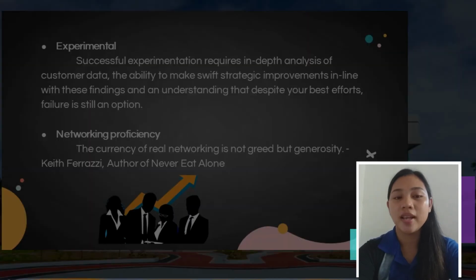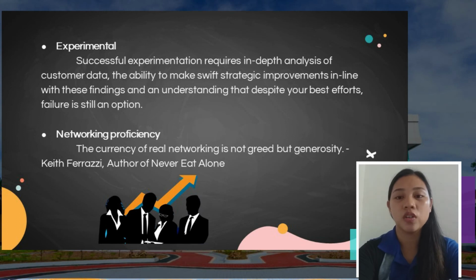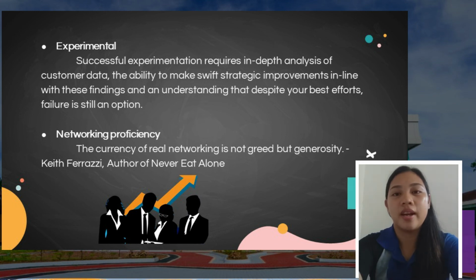Next is experimental. Successful experimentation requires in-depth analysis of customer data, the ability to make swift strategic movements in line with its findings, and an understanding that despite your best efforts, failure is still an option. The last one is networking proficiency. The currency of real networking is not greed but generosity. By Keith Ferrazzi, author of Never Eat Alone.